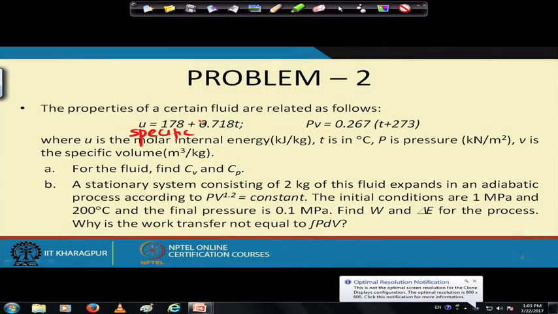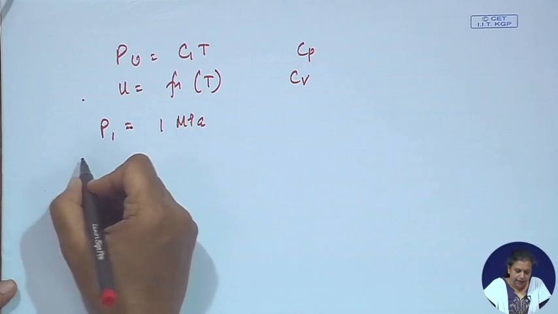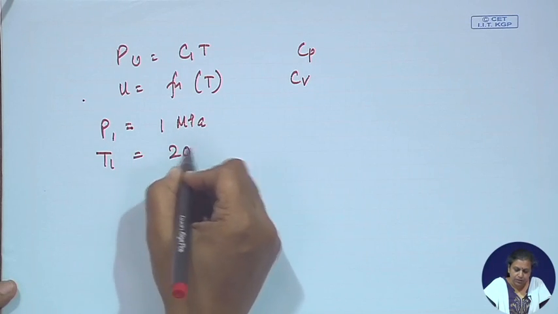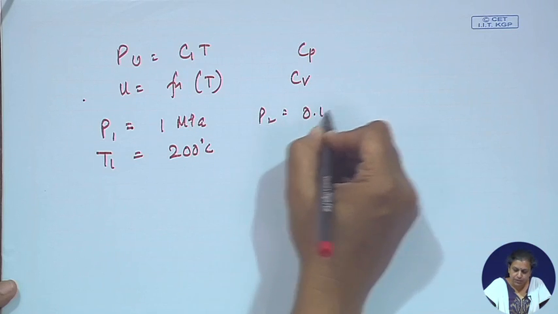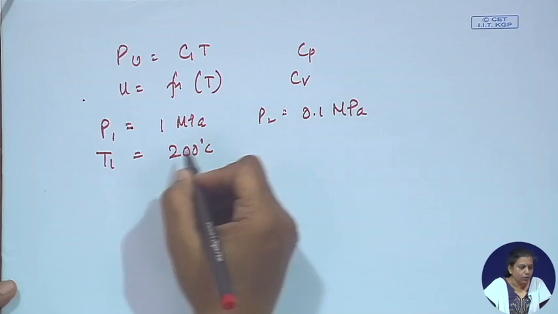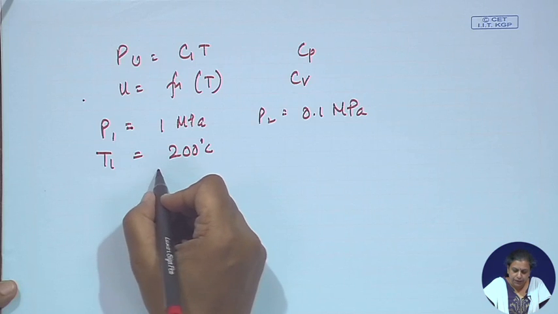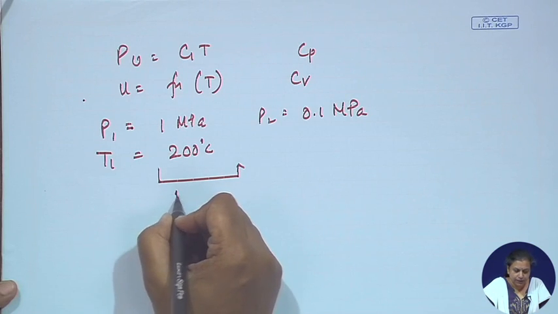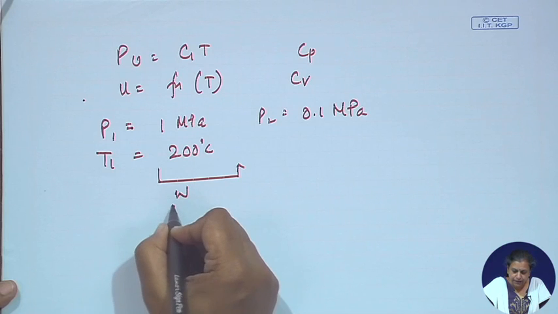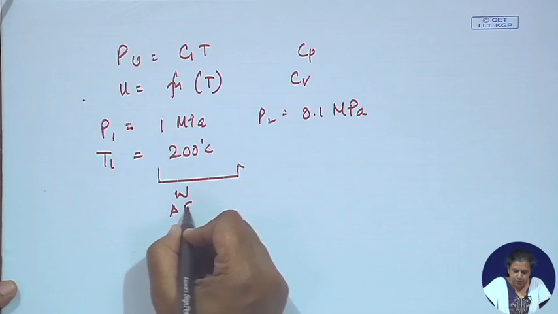What is the initial state? The pressure of the initial state is given, it is 1 MPa, and the temperature of the initial state is given. The final pressure P2 is also given, and what are you required to find out? In going from this state to this state, you are required to find out the work done and the energy change in this particular process.